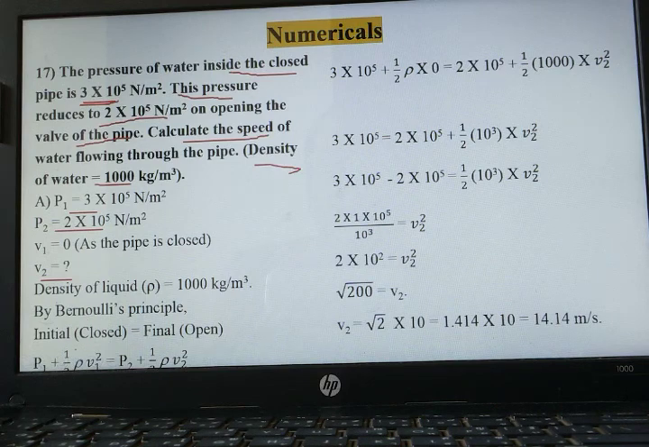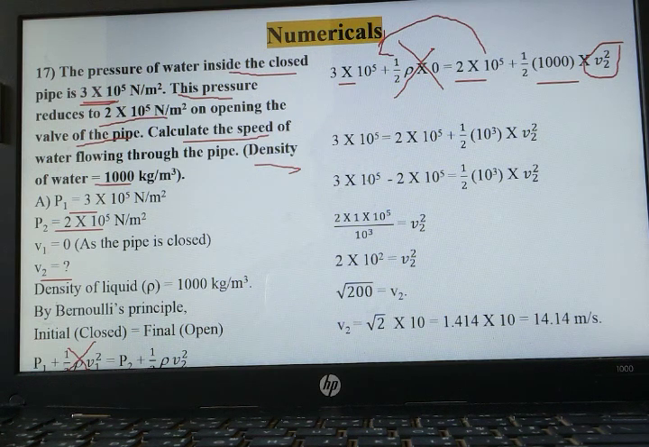But over here V1 is equal to 0, so this term will go away, this term will cancel. So what will we get? P1 pressure, that is 3 into 10 raised to 5, plus half rho 0 into 0, is 0 only, equals P2, which is 2 into 10 raised to 5, plus half rho. Now rho we will consider as the density of the liquid, into V2 square, which we have to find out. So what will we do? We'll take this term over here.